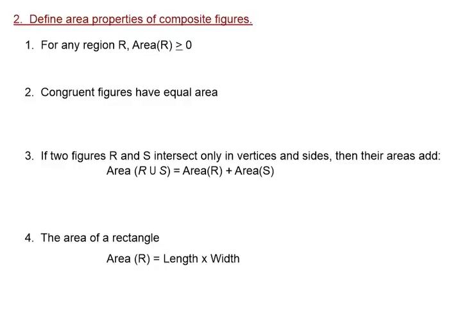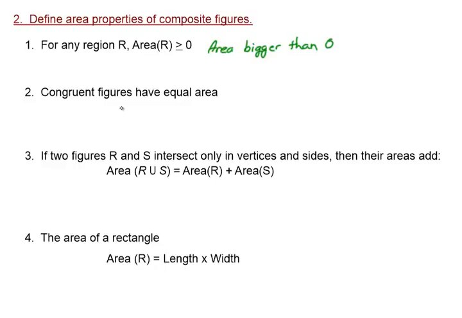Now let's put things into mathematical terms. So here are our properties for composite figures, what we just got done doing. It says this: for any region R, the area has to be greater than or equal to 0. So in other words, the area is always bigger than 0. You can't have an area of 0, then the figure won't exist, and you can't have a negative area. That's all that statement is saying. Don't think too hard on that one. Number 2, congruent figures have equal area. If the figures are the same, then they have the same area.